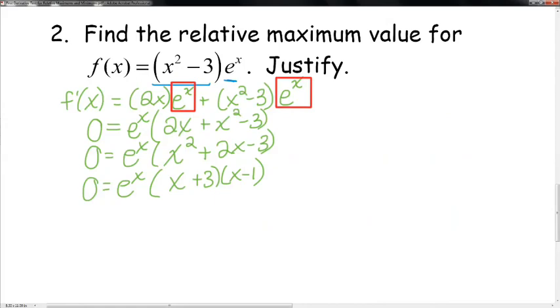There's no way that e to the x can ever be 0, so I'm not worried about the e to the x part. e to the x can't be 0 because it has a horizontal asymptote, so it never crosses, and it never has an x-intercept where the y is 0. So the only thing we have to worry about is x plus 3 is 0, and x minus 1 is 0. And so x is negative 3, x is 1. And so we're going to come over here and do our sign chart again.